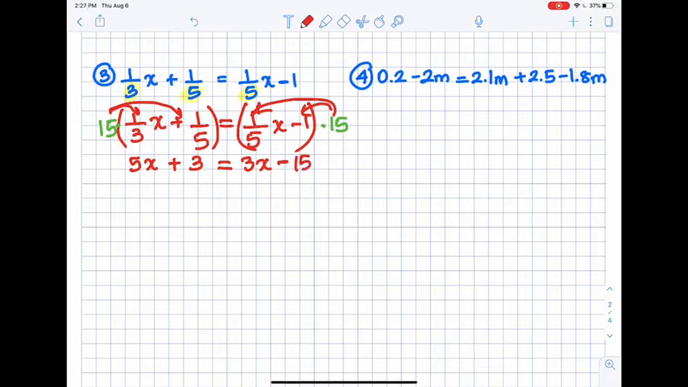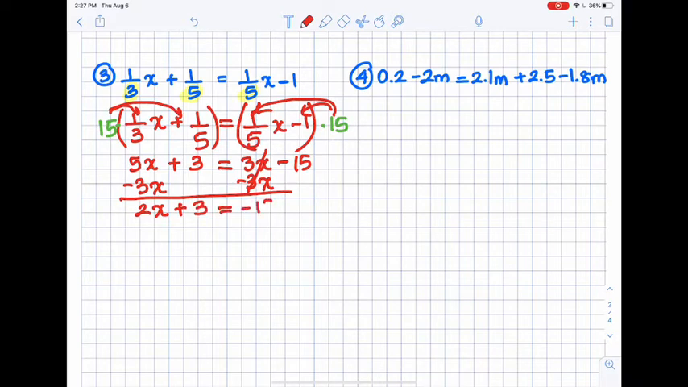The next step is we are going to move 3x to the other side of the equation, just like we did with question number 1 and 2. So we are going to have 2x plus 3 equals negative 15. Please be careful here because negative 15 is probably the most missed number to move down here, because most students are taking only 15 down. But 15 has a sign, and that sign is negative.